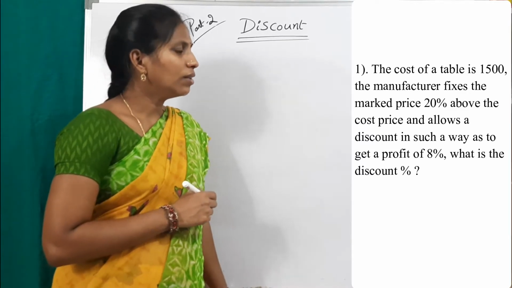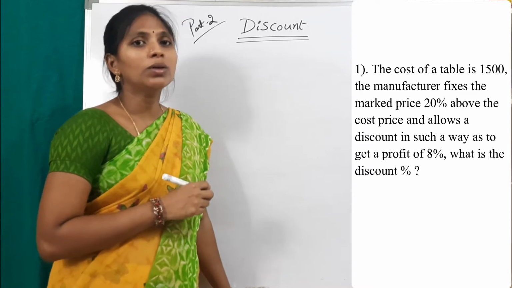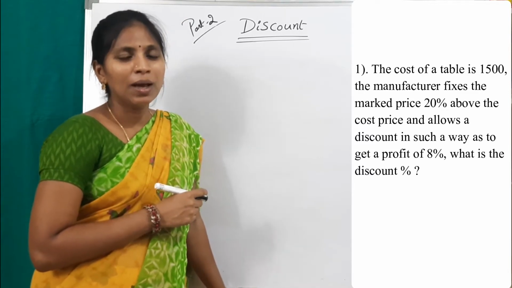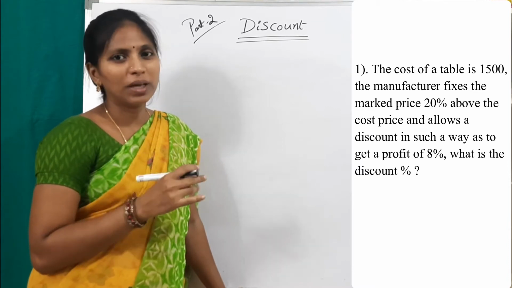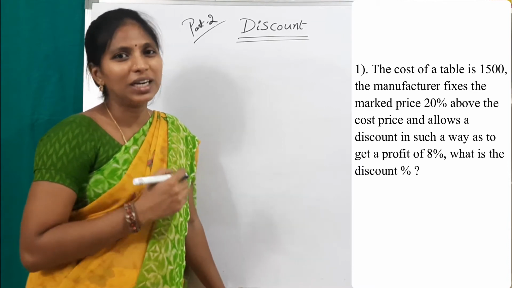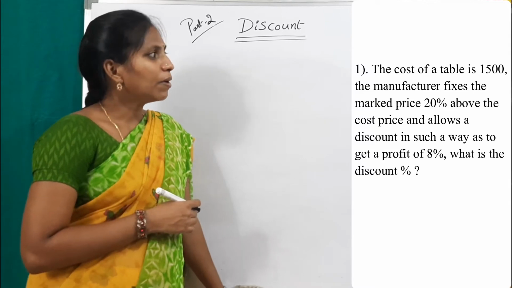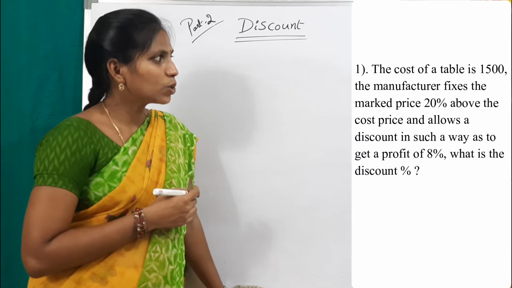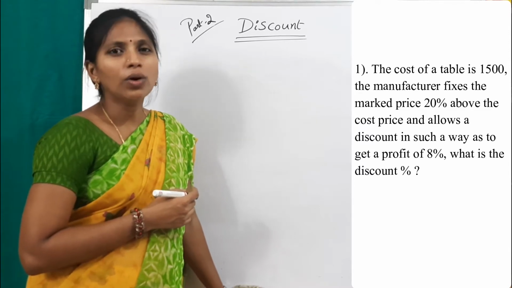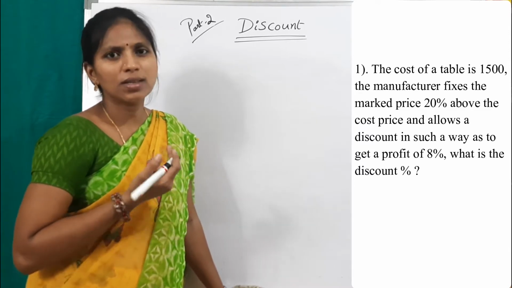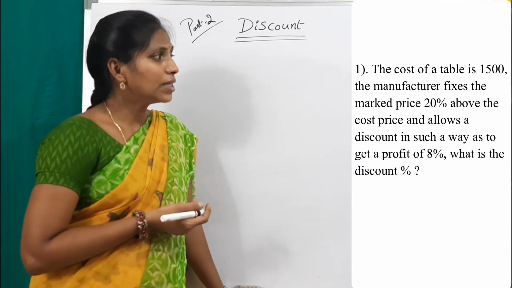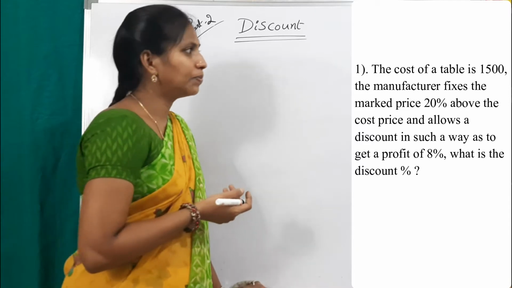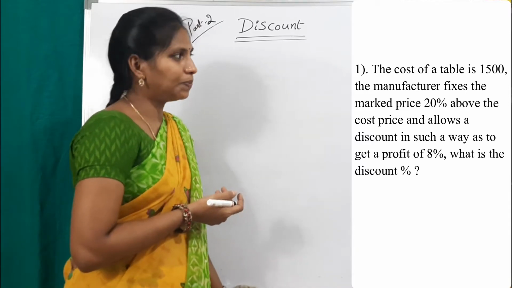In this question, they are asking what the discount percentage is. I want to explain this question in 2 methods. Please watch both methods and find out which method is easy for you. In this type of question, don't take the given value. Here the cost price is 1500 rupees. Don't take that. Take the cost price as 100, because in this question they are asking for the percentage of discount. I already explained it in part 1.